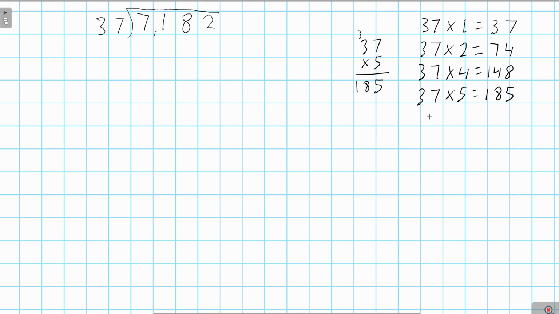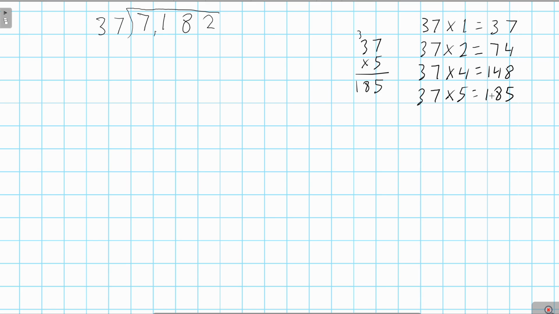So let's see, what else can we generate? I think these are enough because from these we can get 37 times 10, 37 times 100. So if we know that 37 times 1 is 37, that means that we know that 37 times 10 is 370, and 37 times 100 is 3,700, and so on for the rest. So let's start.